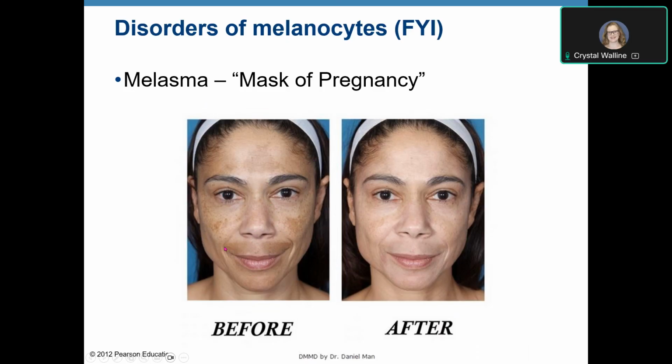But if I do forget to put sunblock on and I get a lot of UV exposure, the melasma will look very much like this pattern where I'll get a dark upper lip, I'll get some splotchiness on the apples of my cheeks, and I get a patch above one of my eyebrows.